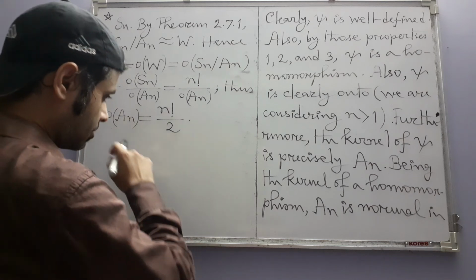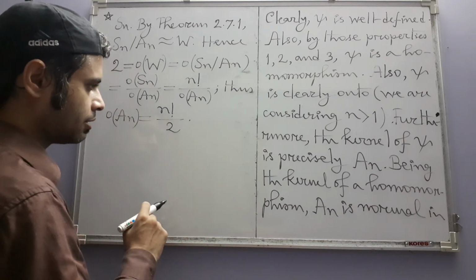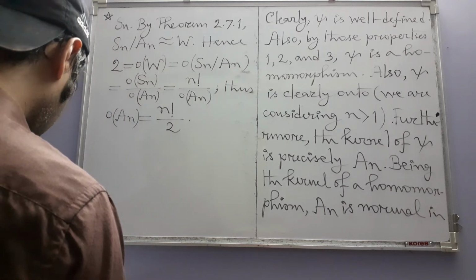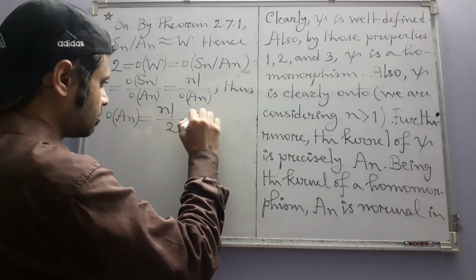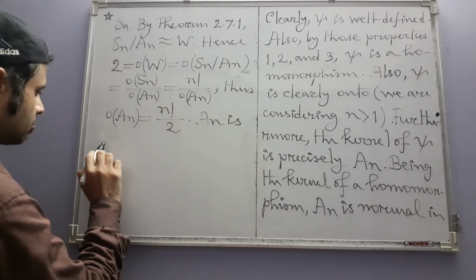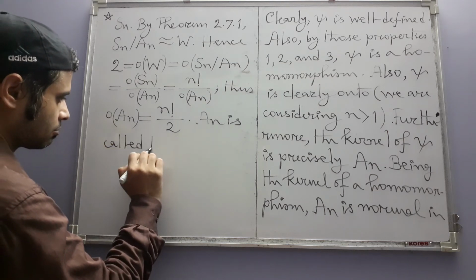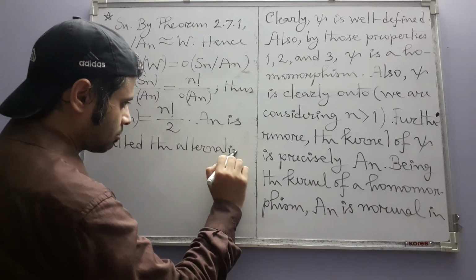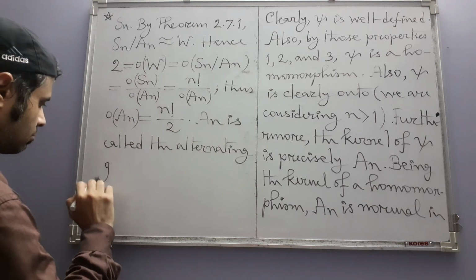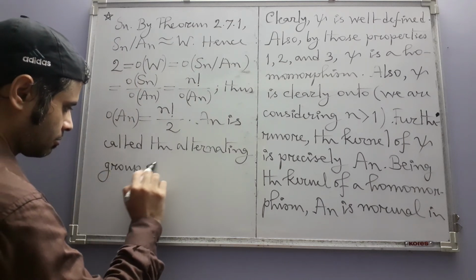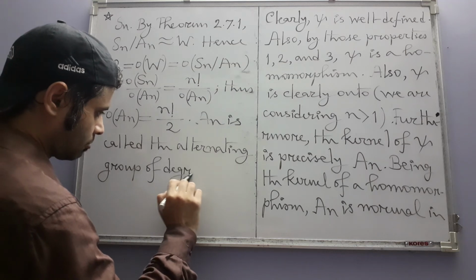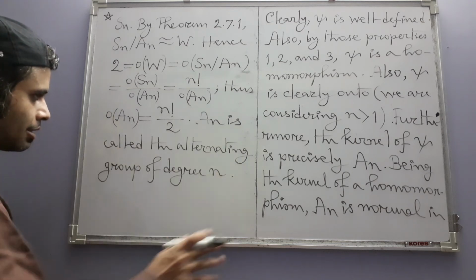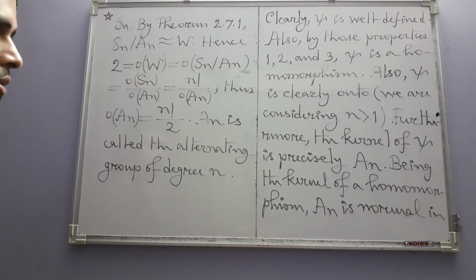And before we write the conclusion, now we are going to of course name that An to be the alternating group. So the author writes An is called the alternating group of degree n. And we summarize all these things in this next result.